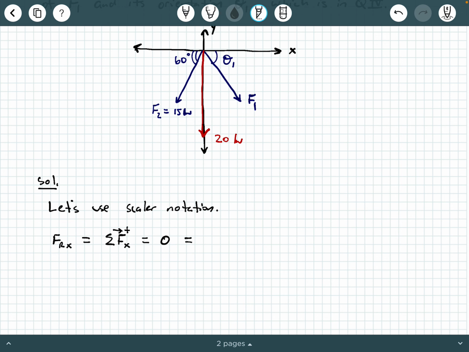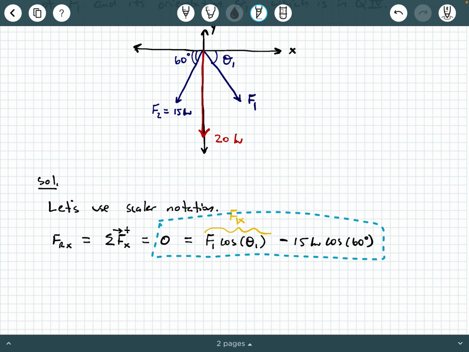And then what we do is we write the sum of these two x components, knowing that we don't know F1 right now. So how do I write that? Well, I start with F1 times cosine of theta 1. Isn't that just F1x? Sure. This is F1x that we do not know currently, all right? And then what do I write? I say minus 15 kilonewtons times cosine of 60 degrees. So I have this handy little equation right here, all right? With the unknowns being F1 and theta 1.